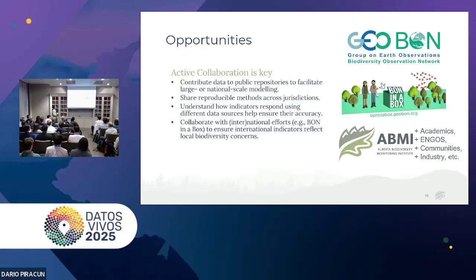Using tools like BON in a Box to be able to share reproducible methods across jurisdictions helps us understand how indicators are going to respond as we use different data sources, to make sure they're accurate and we're coming to the same conclusions. And I think these collaborations with international efforts help ensure that international indicators reflect local biodiversity concerns.